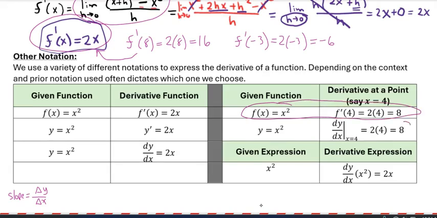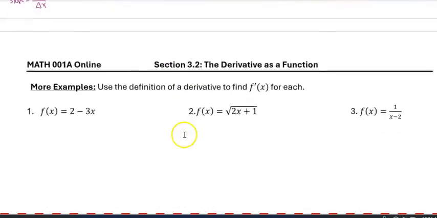This is another alternative notation, if you're given the function in terms of y rather than in terms of the function expression, like f of x or g of x. And then one last thing here at the bottom you can do, and we will be doing this quite a bit, is if I just have an expression, if it's not written as a function, I can just write dy/dx of x squared equals 2x. So get ready for all of that.